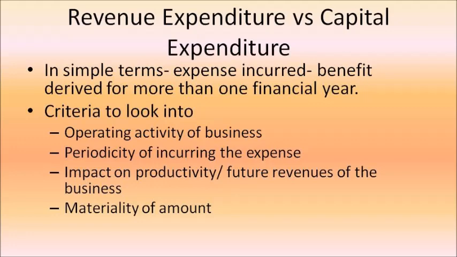There are four major criteria which we need to look into in order to distinguish between a revenue and a capital expenditure. The first is the operating activity of the business. I'll explain each of these with some examples. So the first criteria is the operating activity of the business, that is the activity in which the entity is involved in.